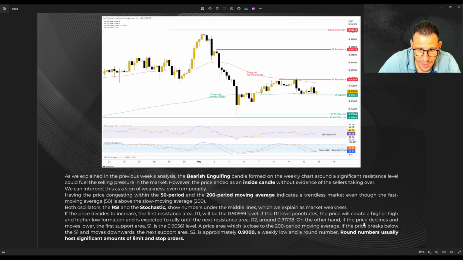On the other hand, if the price declines and moves lower, the first support area will be the S1, which is the previous week's low most of the times. Yep, this one here. That's a price area which is close to the 200 period moving average. We see that the 200 period is also right at this level, and the 200 period moves based on the last 200 candles. So it's a very slow moving average, and it's less likely to deviate a lot from its current position in the next 5 days.